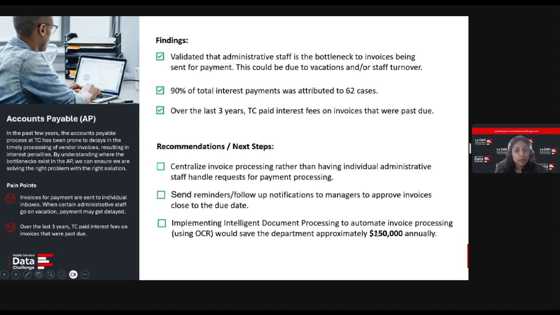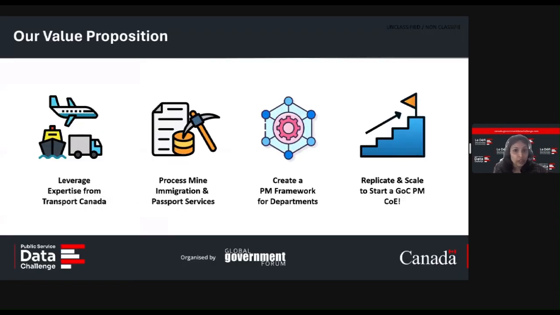Furthermore, the recommendation to implement intelligent document processing (IDP) presents a long-term solution with substantial cost-saving potential. By leveraging automation and machine learning algorithms, IDP could optimize invoice processing, reduce manual intervention, and associated costs. It is estimated that implementing IDP could lead to annual savings of approximately $150,000 for the department, which is pretty huge. So what's the value proposition?